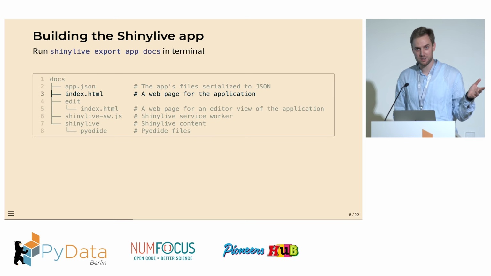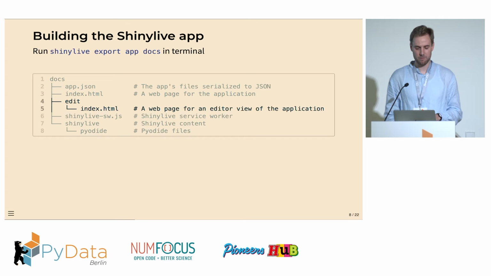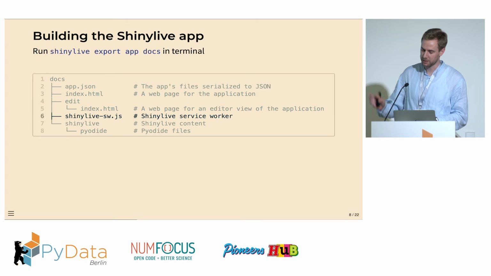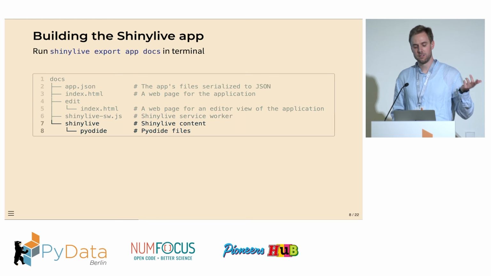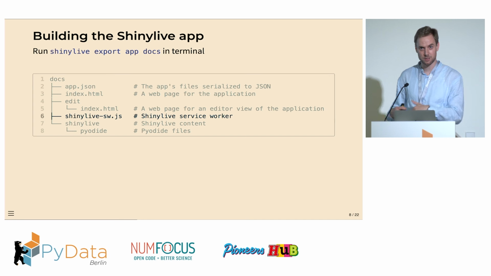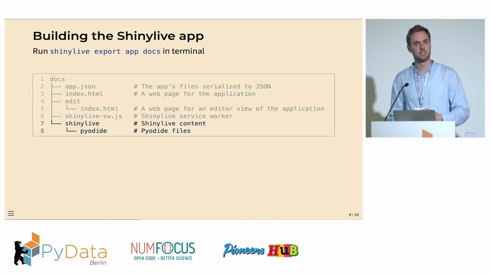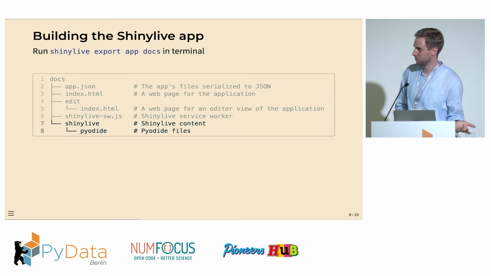An index.html, that's just a simple web page that displays the application, so there's not much happening here. I'm going to skip the edit folder because you can also get an editor view of an application that's usually not that important. But crucially, there's a Shinylive service worker, and there are also PyData files. So what the Shinylive service worker does, it takes care of, okay, what do I need from PyData and what do I execute in the browser? And PyData basically delivers all the libraries that you want to use.